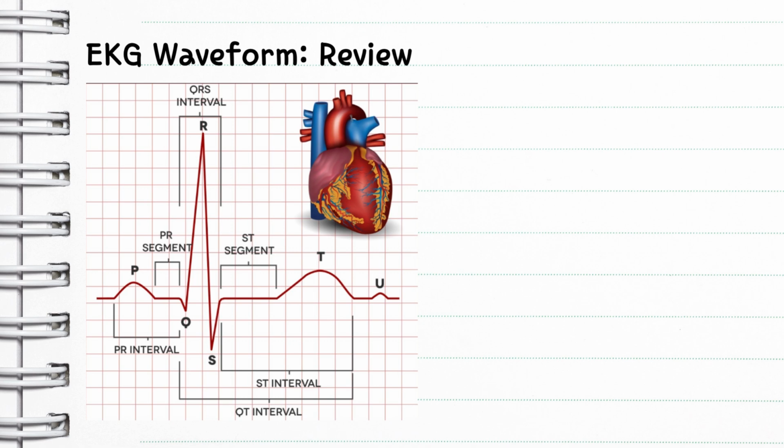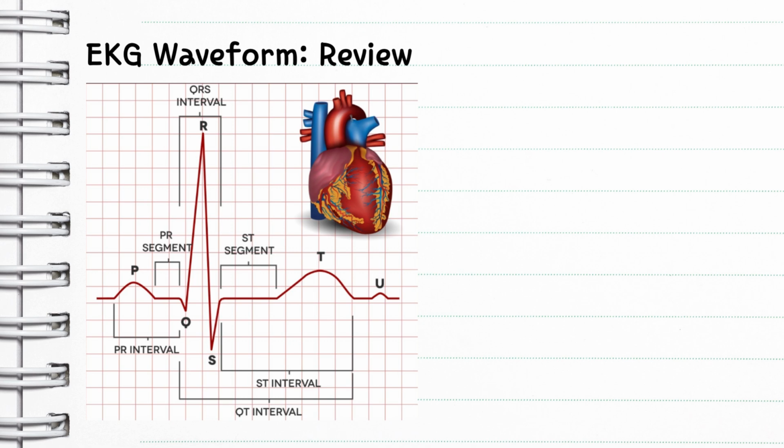Okay, so the P wave. What is the P wave? The P wave represents atrial depolarization. So what is that? It's a fancy long word, and I know students will often get a little flustered. Depolarization, repolarization, what's exactly going on? So the P wave is atrial depolarization. That's the electrical activity that triggers the atria to contract.